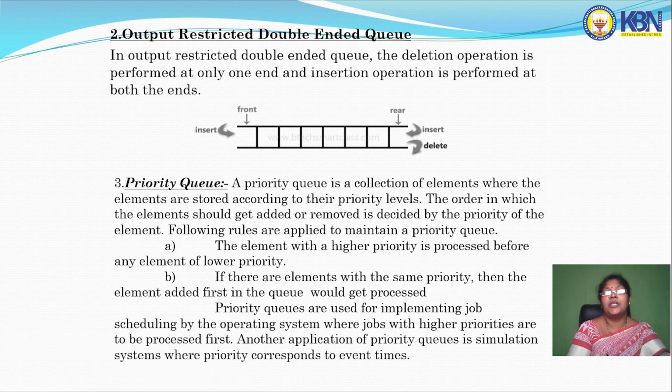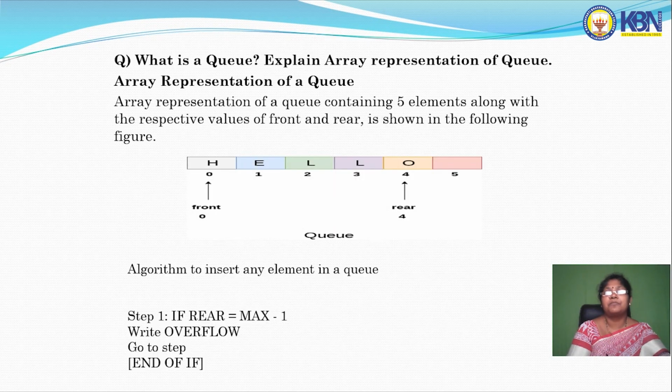In a priority queue, the elements are stored according to priority levels. We have some algorithms to decide which one is given the first priority. This is the priority queue. And after that, let us go for what a queue is.